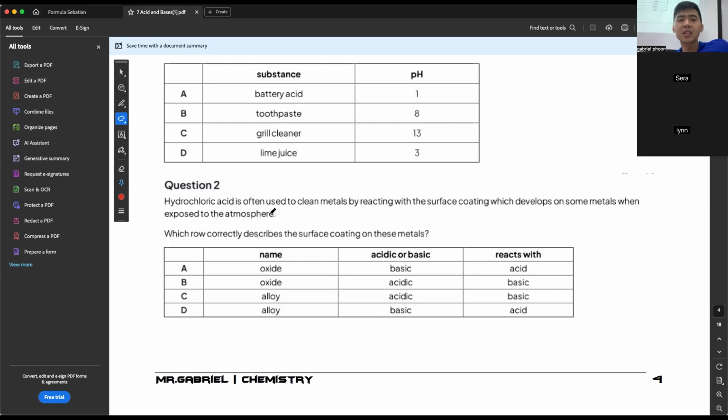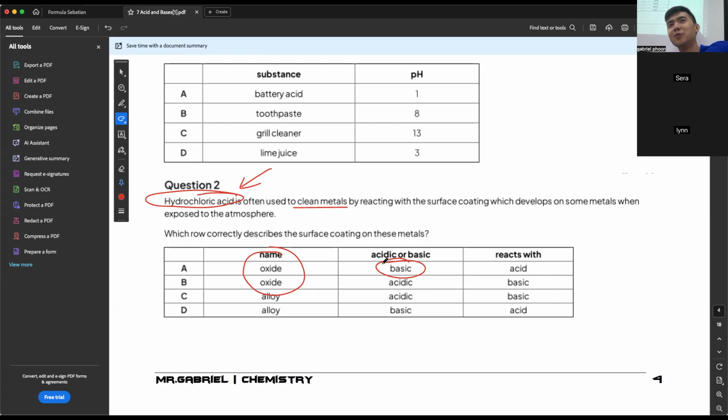In this case, they ask us to clean the metals using hydrochloric acid. Hydrochloric acid is acidic by nature, so in order for me to clean it, I'm cleaning up an alkali base. It will definitely be oxide, because metal oxides are generally alkali in nature. Whether basic or acidic, it will definitely be basic, because metal oxides in general are basic.